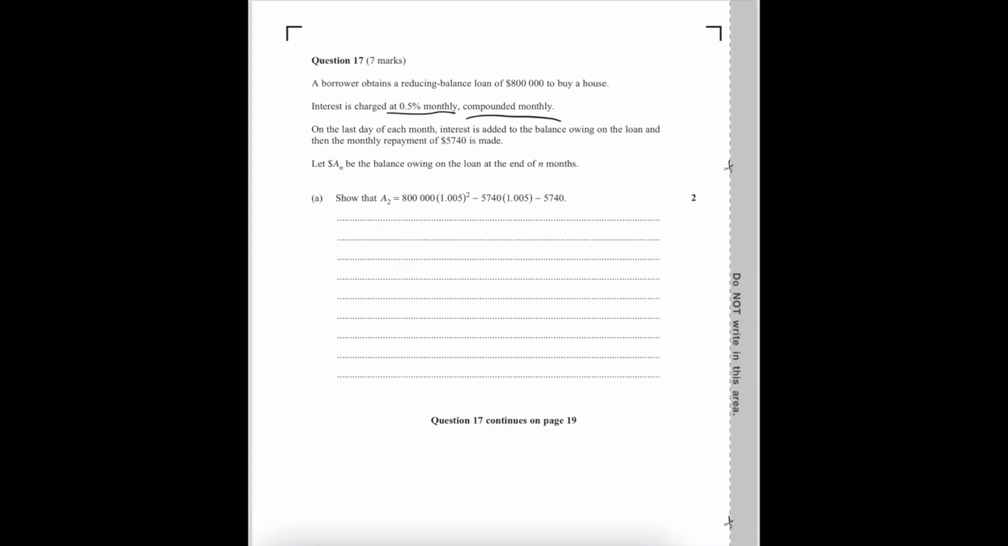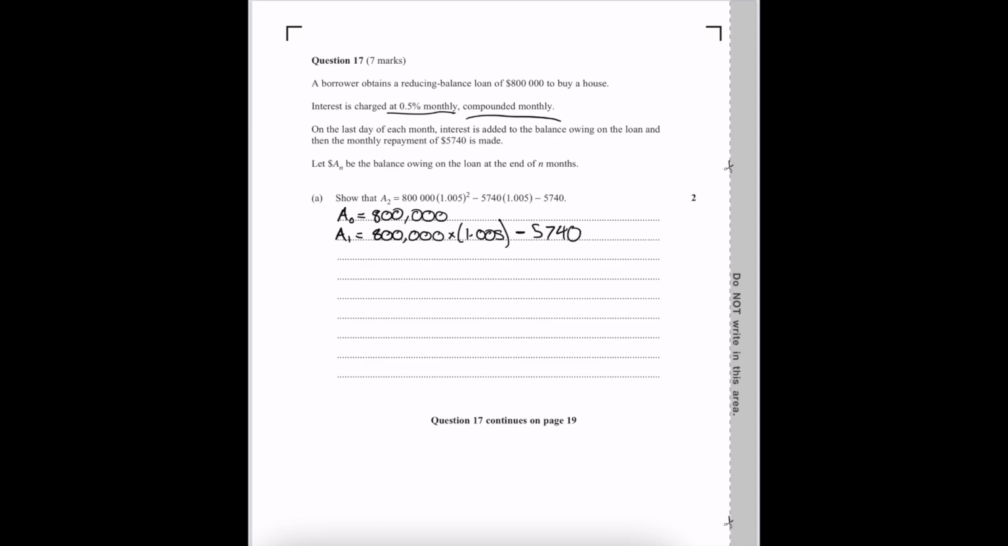So that means what we should say is that A0 is equal to the starting value of the loan after no repayments are made, so 800,000. And then A1, which is the balance owing on the loan after the first month, is, well, we take the 800,000. We multiply that by our interest, which is 1.005, and then we subtract 5,740. And that's what we get.